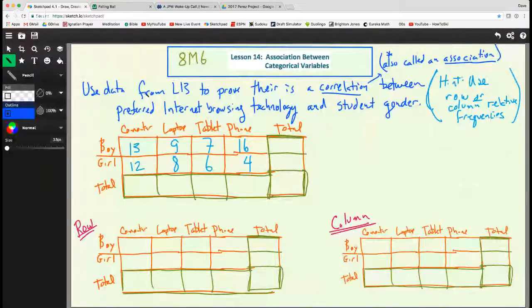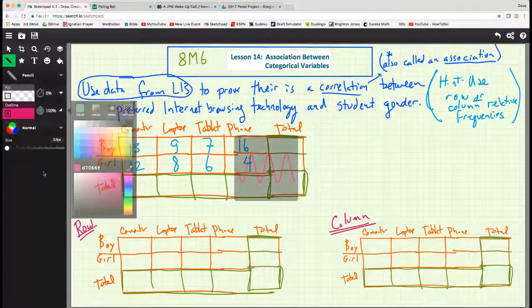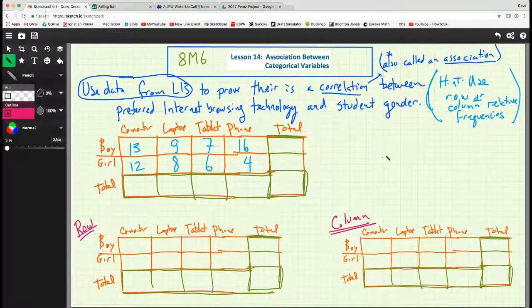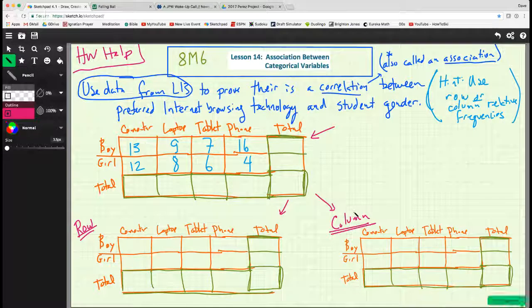So here is an example from lesson 13. Remember lesson 13, we did an example where we had boys and girls, and what they liked to use on their homework. I'm going to call this homework help, and I want you to do all of the calculations. You're going to need to do your totals, and then make a choice to do either a row frequency or a column relative frequency. Okay. I assume you're back, and so now let's do our calculation.